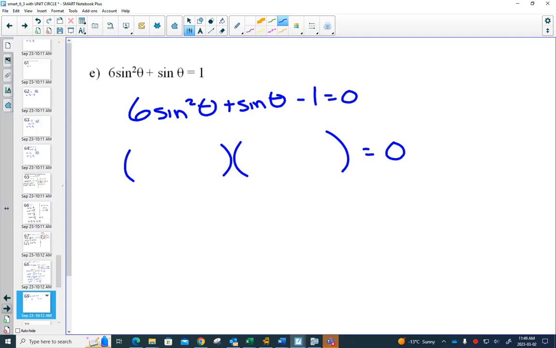Although sometimes it's actually better, since 6 has more than one option, to look at my last number. My last number is a 1. There's actually only one option for 1s: 1 times 1. So if I start with that, now I can do mental math, right? My outside and inside have to give me +1.